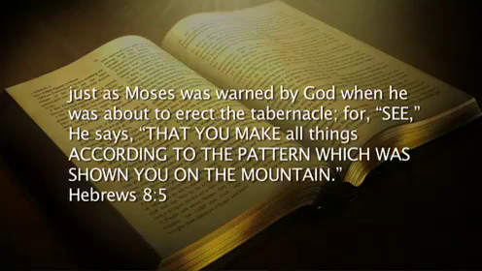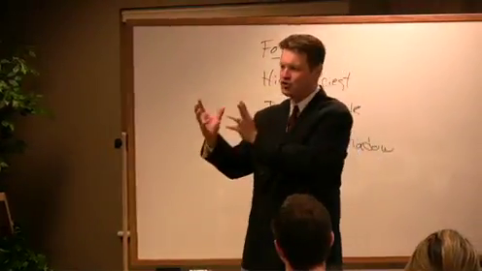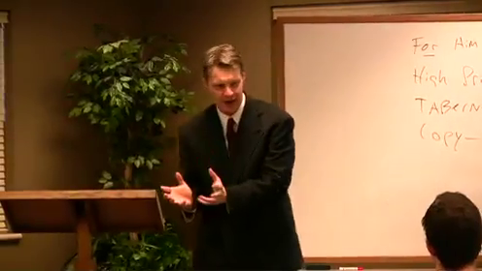Just as Moses was warned by God when he was about to erect the tabernacle, for, he says, quote, "See that you make all things according to the pattern which was shown you on the mountain." Why was God so concerned to give all of those details, page after page after page of details on how Moses was to construct this tabernacle?